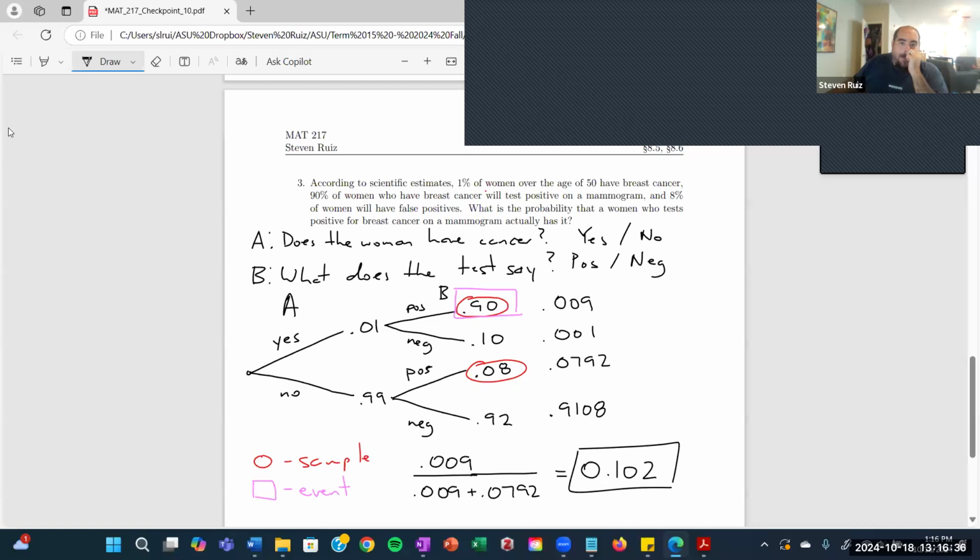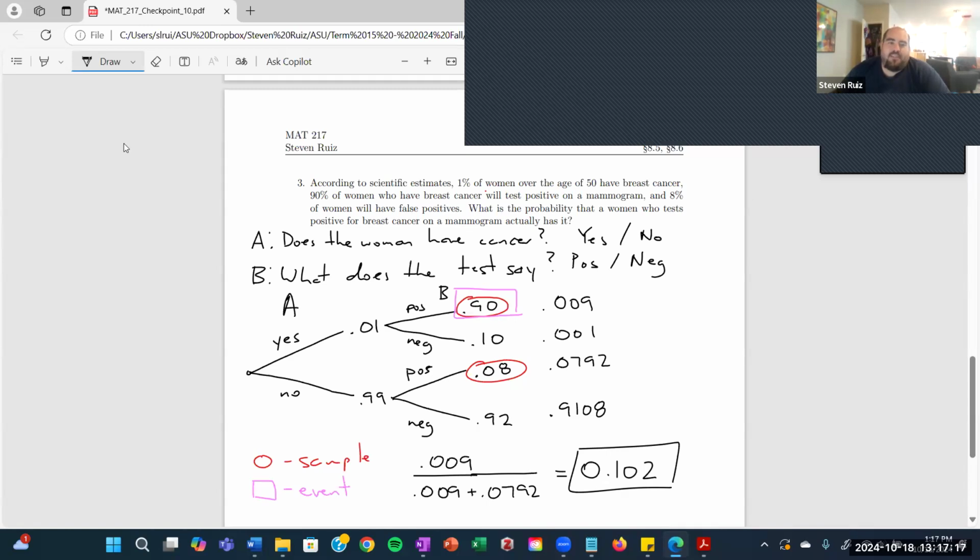So if a woman tests positive for breast cancer on a mammogram, and this is kind of a counterintuitive thing. It seems like testing positive for cancer means you have it. But in this situation, and as far as I know, these numbers were reasonable when I looked them up, testing positive still leaves a very slim chance that you have it.